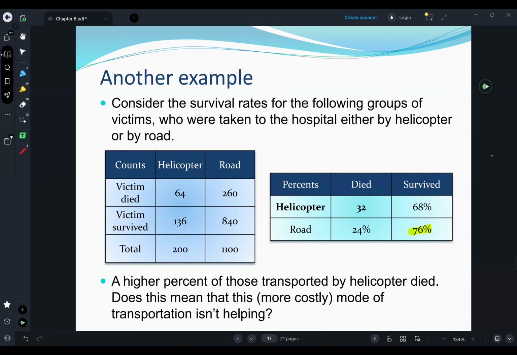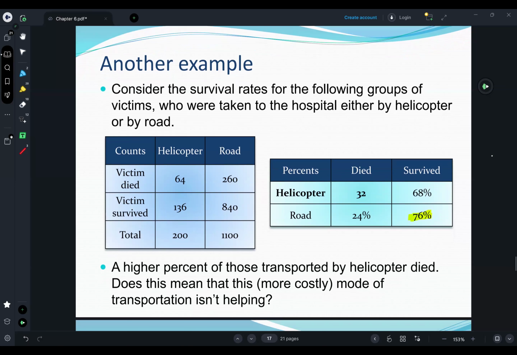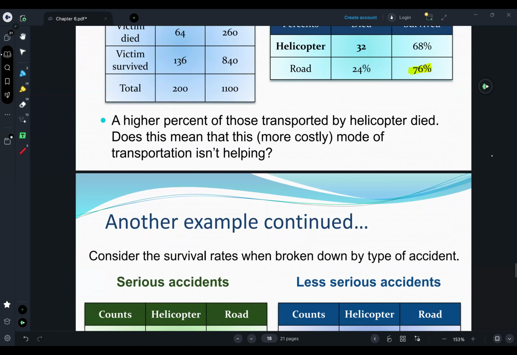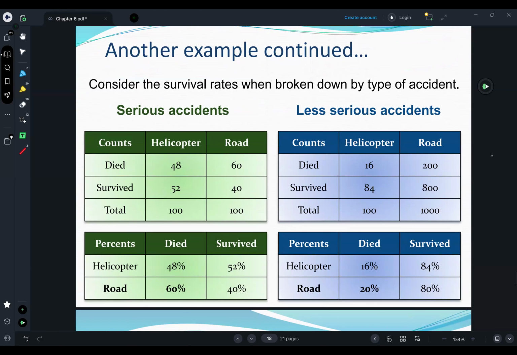So you'd go, okay, I don't want a helicopter. I would want to go by road, right? Does this mean that this more costly mode of transportation isn't really helping? Should they just keep it by road, or is helicopter useful in these emergency situations? So if we take into consideration the lurking variable, the seriousness of the accident, whether it's serious or less serious, you can see a reversal happening here.